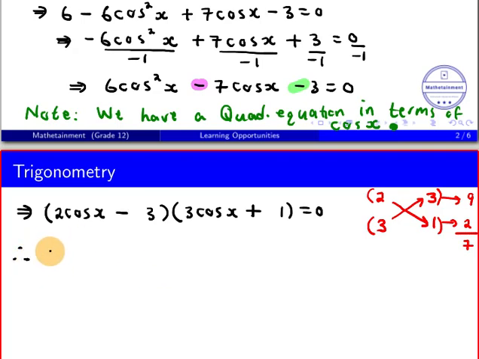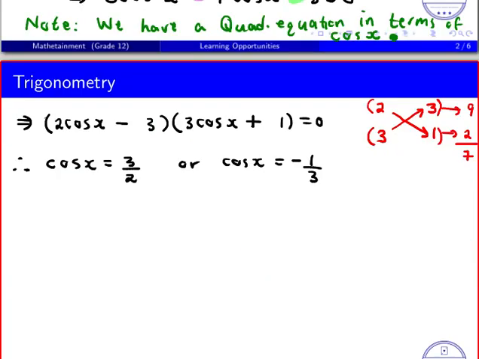Therefore, we have two values of cos x now. We have cos x being equal to 3 over 2, or we have cos x being equal to negative 1 over 3. Those are the two values of cos x. However, remember that cos x waves between -1 and 1, and 3 over 2 is equal to 1.5. That's already outside the interval in which the function of cos x waves. So it means that we should note that cos x cannot be equal to 3 over 2. So we only have one possibility.